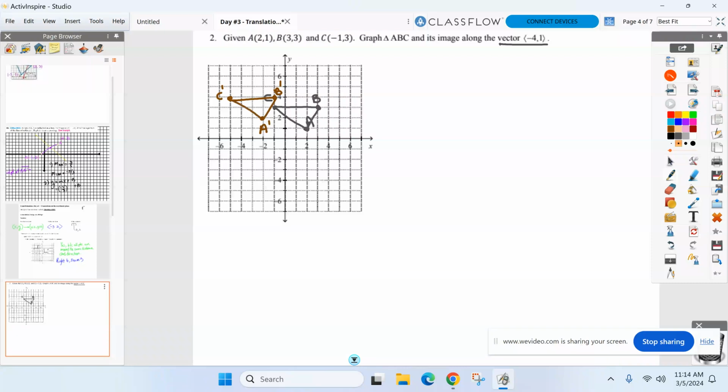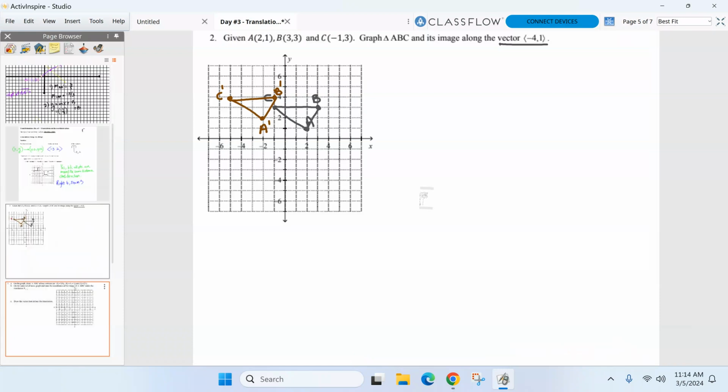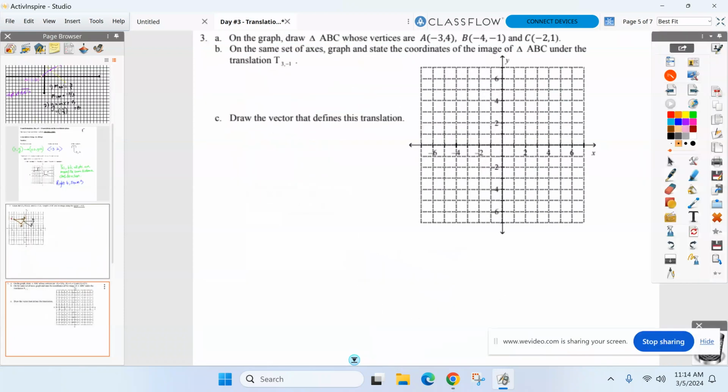Check the directions. It just says graph. It does not say state. So I'm not going to ask anybody what the coordinates are. I just want to see your graph. Any issues? Vector, vector. All right. Let's keep going. Different methods here. All right. So another triangle. Go ahead. Take a second.